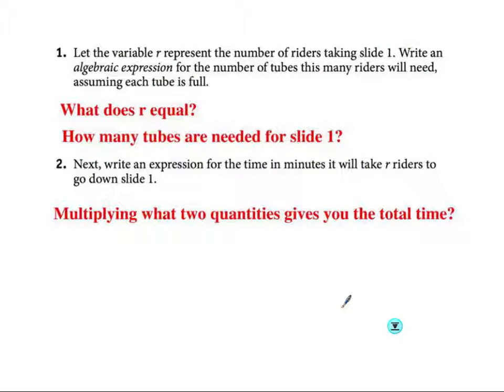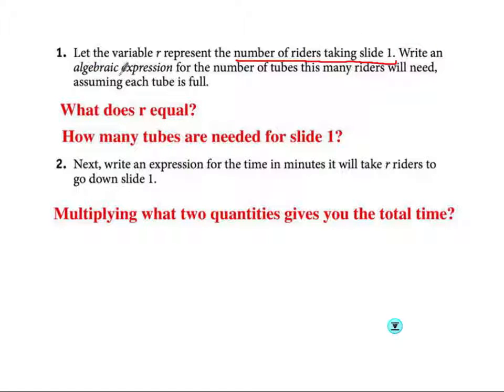Alright, so let's take a look at the first question. Number 1. Let the variable r represent the number of riders taking slide 1. Write an algebraic expression for the number of tubes this many riders will need, assuming each tube is full. What I have here in red are some guiding questions that will help lead you to the correct answer. So first of all, what does r equal? Well, r represents the number of riders taking slide 1.